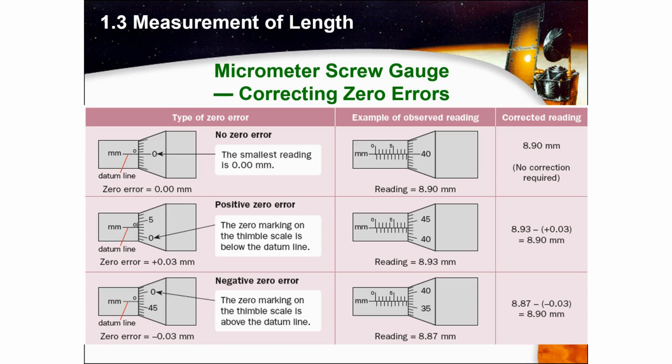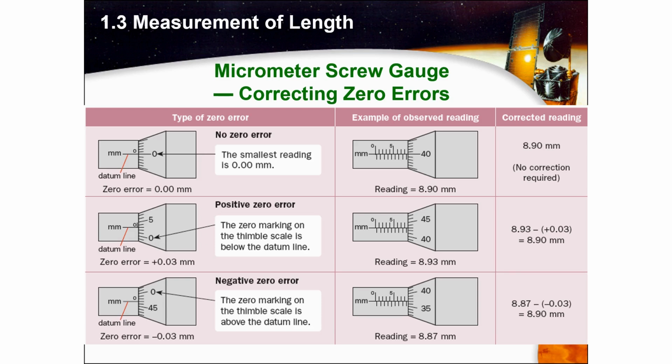If we see the right side, we got a reading of 8.87 because it is more than 0.5, plus 37. So 50 plus 37, we have 8.87. After that, we have negative zero error, so minus 0.03. So we have 8.90 millimeter. Okay.